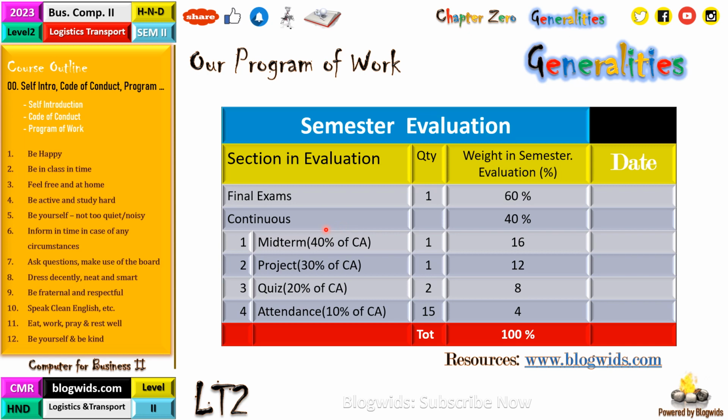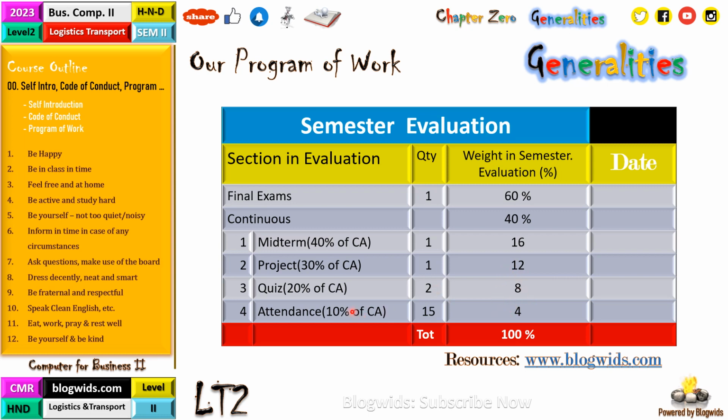Of this 40%, 40% of the 40% is for midterm. That's 16 marks of your total semester evaluation. Project work is 30%. That is 12 marks, or 12% of semester evaluation. Quiz: I'll give like 2 quizzes, one online and one offline, or both in class, however we think we can give it. 2 quizzes, each of them 10%, and the total in the semester weight is 8%, so each quiz will be about 4%.